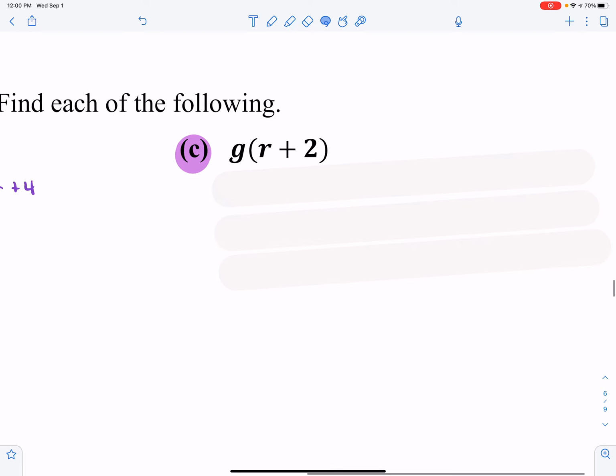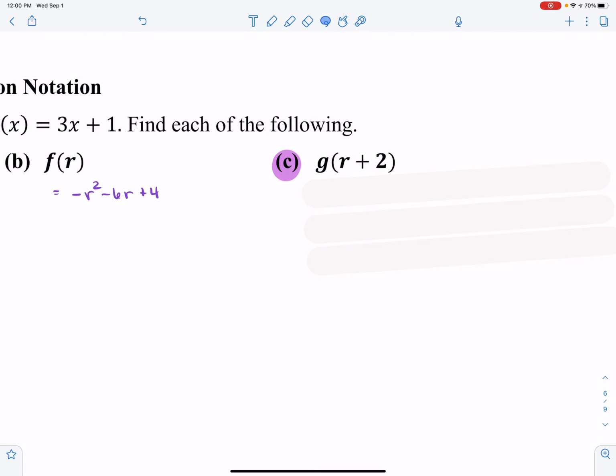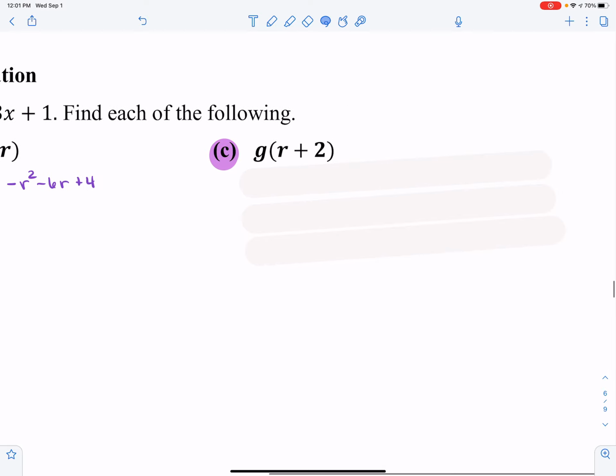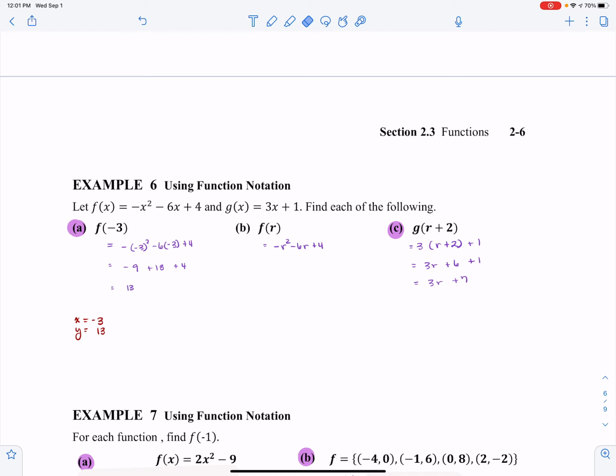For letter C, notice that I'm going to take g of x, let me zoom out a little bit here, g of x, and I'm replacing every single x with an r plus 2. So I'm going to have my 3, my x is going to get replaced with r plus 2, and then I have my plus 1. So we have a 3 times my x, which gets replaced with r plus 2, plus my 1. Let's clean that up by distribution. 3r plus 6 plus 1. So this is going to give me 3r plus 7.